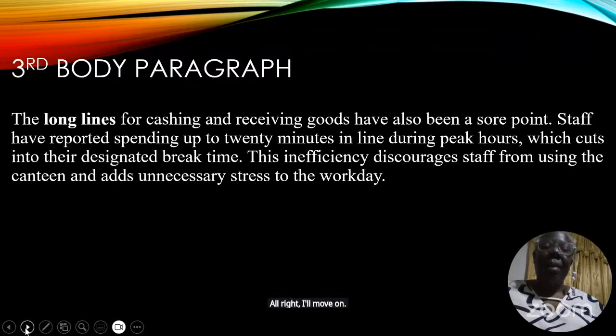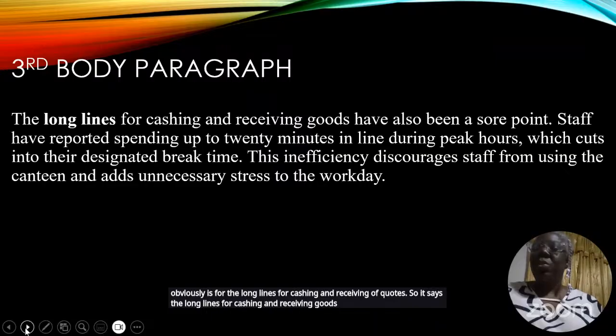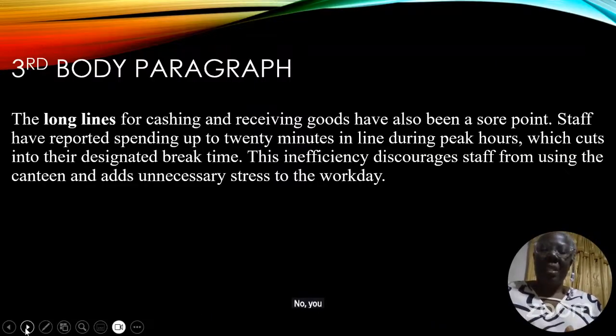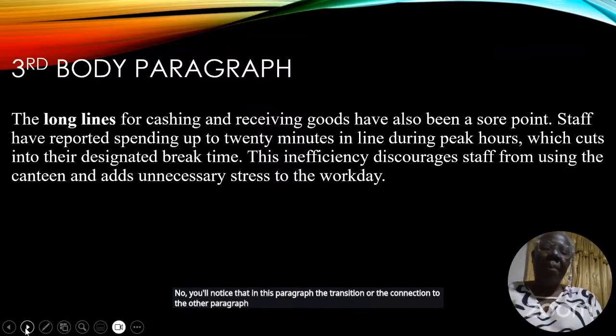So that's the second body paragraph. The third point, obviously, is for the long lines for cashing and receiving of goods. So it says the long lines for cashing and receiving goods have also been a sore point. Now you notice that in this paragraph, the transition or the connection to the other paragraph is not at the beginning, but it is with the word also.